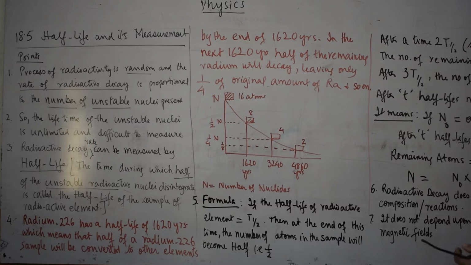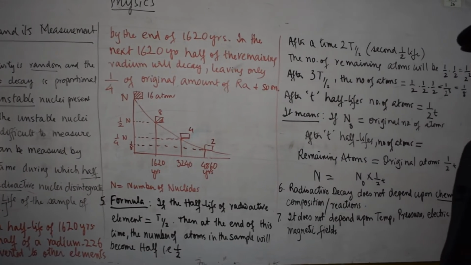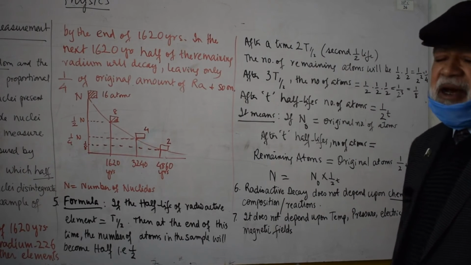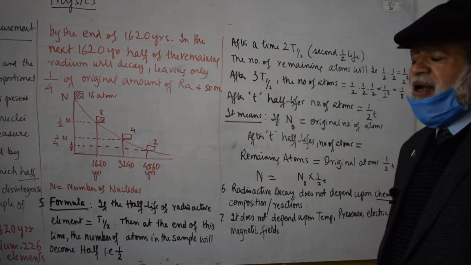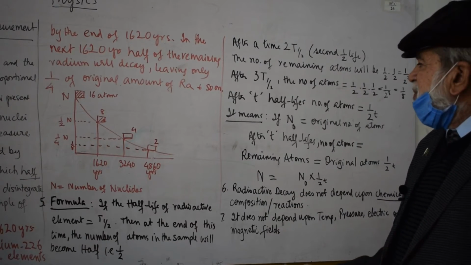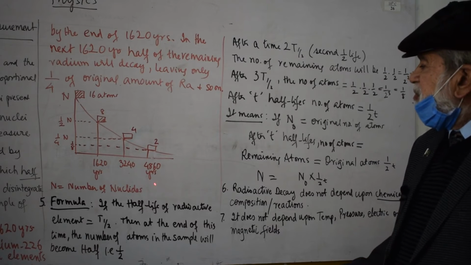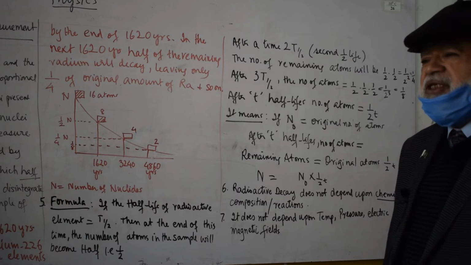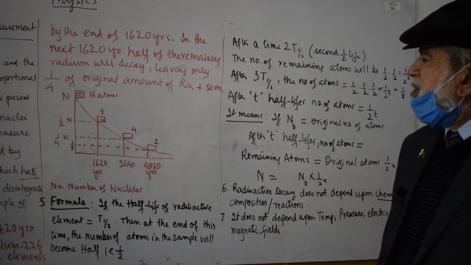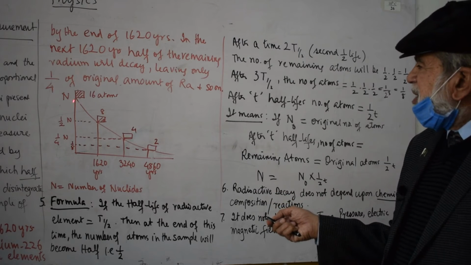After 1620 years, half of the atoms present in a certain sample will have decayed into some other element. By the end of the next 1620 years, another half will decay, and then the third half-life, after about 4,860 years, the third decay will take place. This has been shown with the help of a diagram.